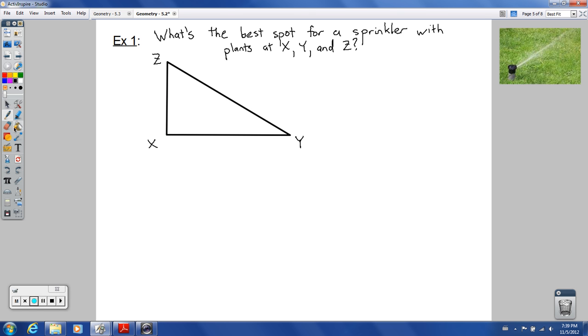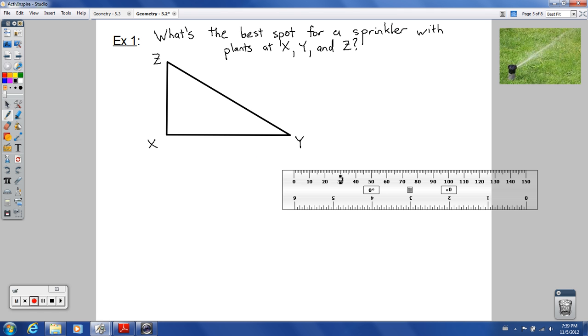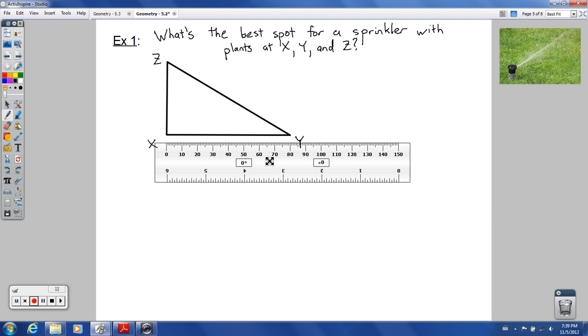So let's start by getting out our ruler. We're going to find the midpoints of each side. So take out your ruler, find the midpoint here. This looks like it's about 80 to me.